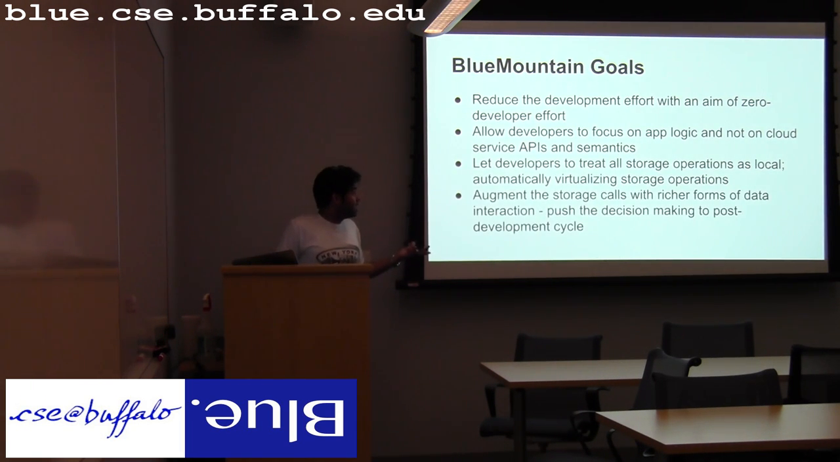What do we achieve by virtualization? After virtualizing, we want to augment a particular storage call. Let's say you do an open on a file. Other than opening the file, we want to do something else. This is what we call augmenting. And the last goal is we want to make this post-development.